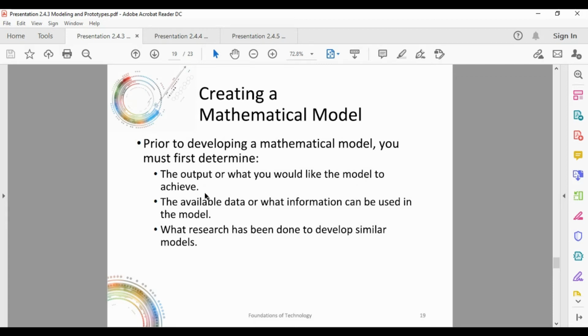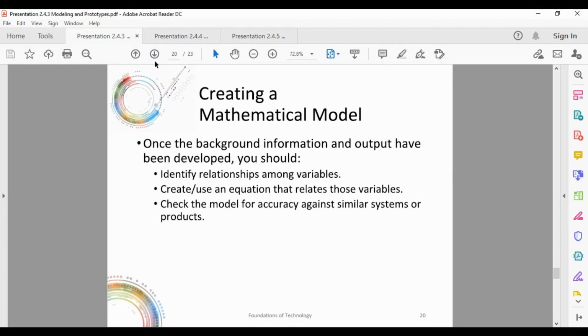The output, or what you would like the model to achieve. The available data, or what information can be used in the model. And the research, what research has been done to develop similar models. This is a beast all unto its own, and there are classes dedicated to just working with these bullet points, so I'll just let those rest there and not go too much into trying to explain them.